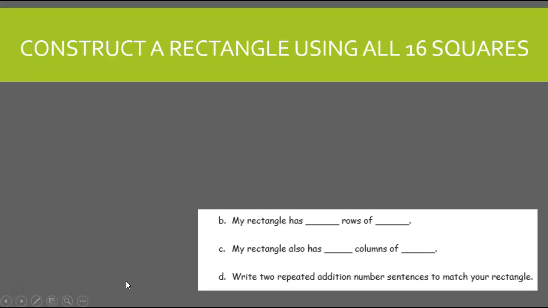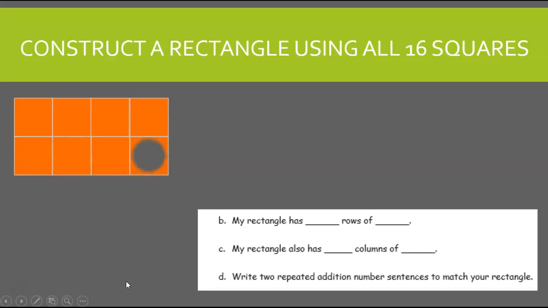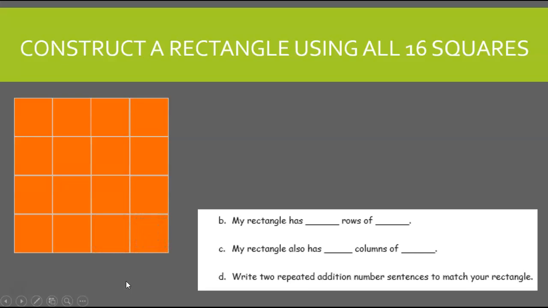Now, there are 2 different ways that you could have done this. The first way would have looked like this. So I've got 4 tiles in a row, and I have 4 rows. So down here it asks me, my rectangle has blank rows of blank. So just looking at this one, how many rows do I have? I have 4 rows. And how many are in each row? I have 4 tiles in each row.